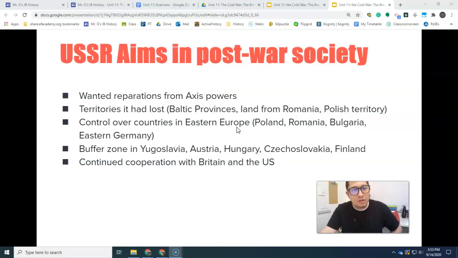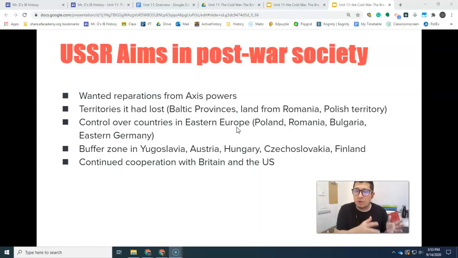Russian Civil War, right? We talked about that. U.S. aims in a post-war society. So even their aims are different, right? The United States wants to come in and... oh, no, this is the USSR, sorry. They wanted reparations, right? They want similar things to what France and Britain wanted after the First World War. They want to get back what they lost. They want reparations. They want payment for war damages. They want a buffer zone so that war can never happen in their territory again, all right?